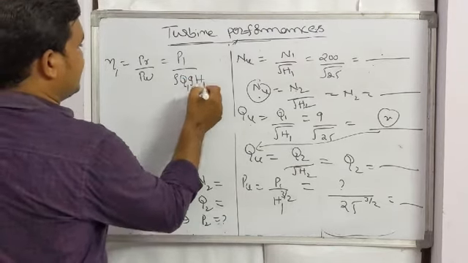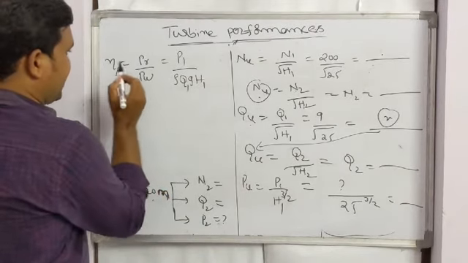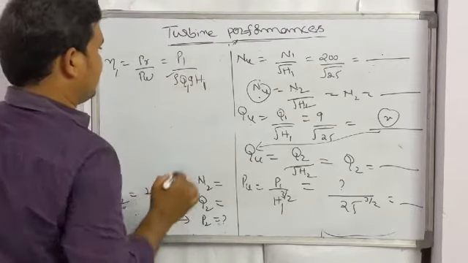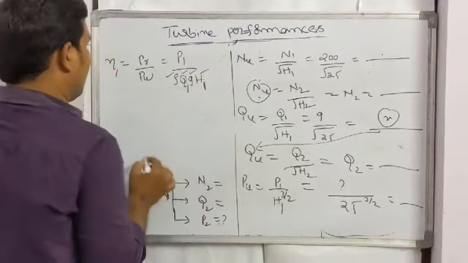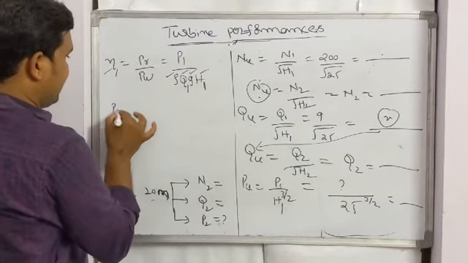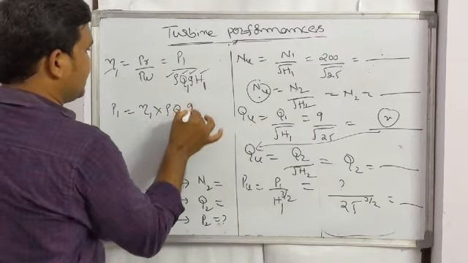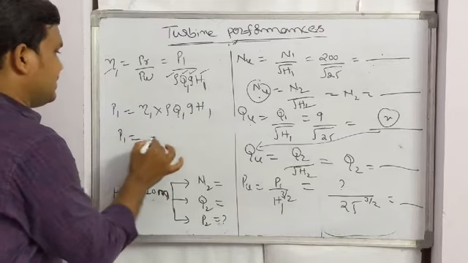Q1 and H1 are known. I am calculating the efficiency for the first case, then I am using Q1 and H1. Rho is the density of water, Q is given in the first case, G is 9.81, H is given in the problem. So eta is known. Then P1 is equal to eta 1 into rho into Q1 G H1. By substituting all of this, we get P1.